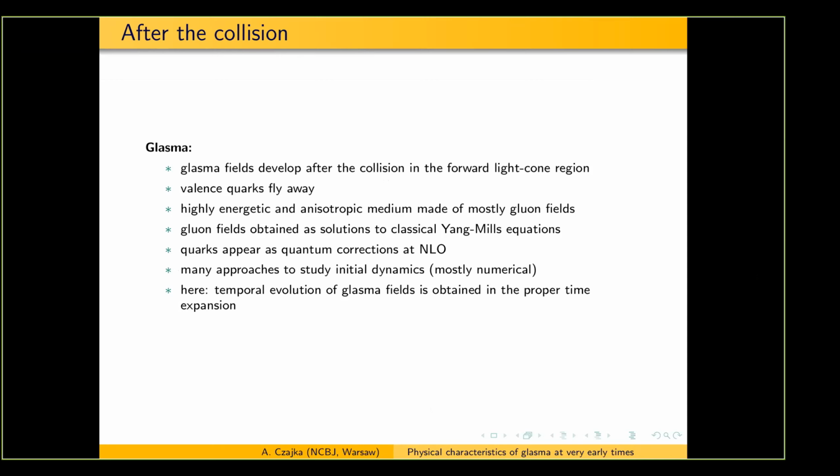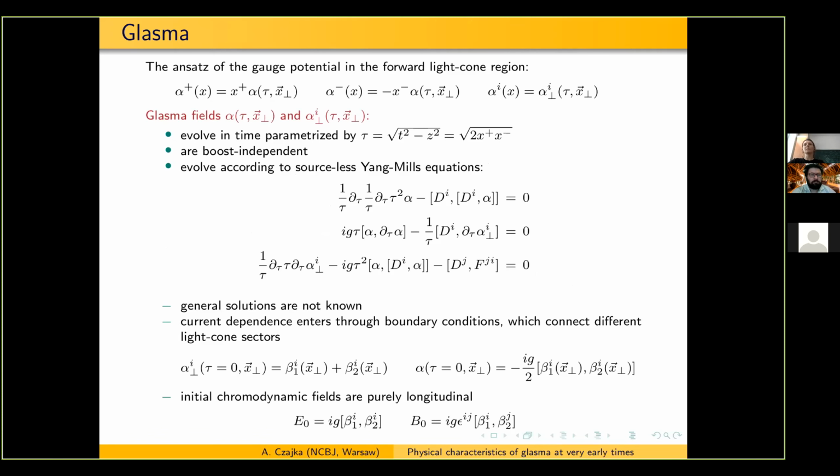In this talk, I'm focusing on an analytical approach, which is based on the fact that the temporal evolution of glasma is obtained in the proper time expansion. So if we look again at the equations, there exists an ansatz for the gauge potential in the forward light cone region. The gauge potential is basically given by two glasma fields, which are proper time dependent and boost independent. And these evolve according to sourceless Yang-Mills equations, as you see.